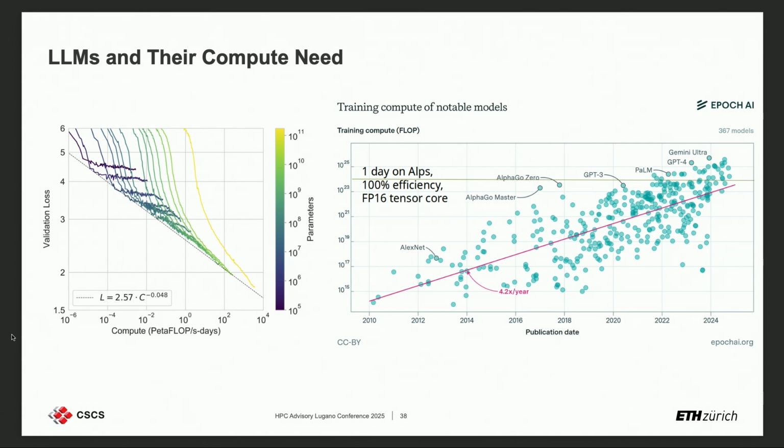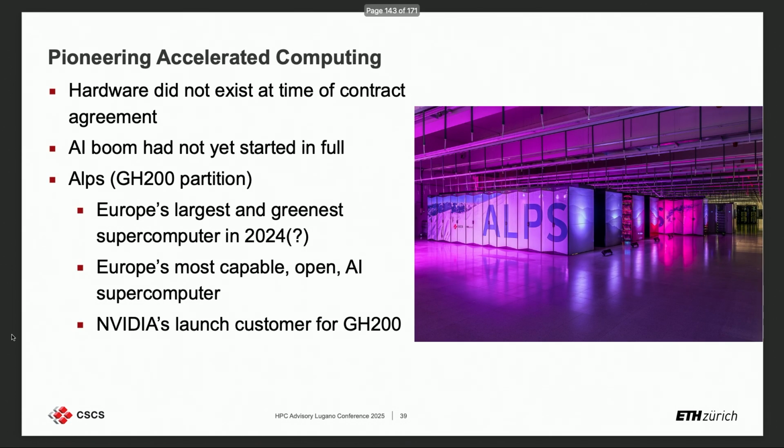What's interesting to point out here is that with Alps, we have kept up with this scaling. If you look at GPT-3, you can see that it's barely below the line of 10^24 flops, which is one day on Alps at 100% efficiency with FP16 tensor core training. So training these models requires a lot of performance.